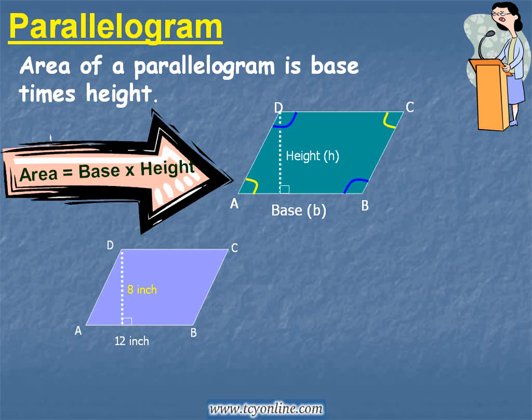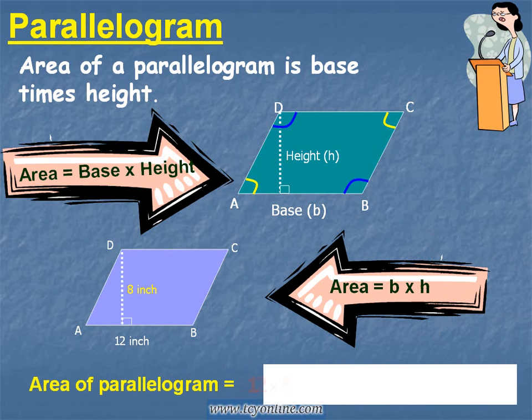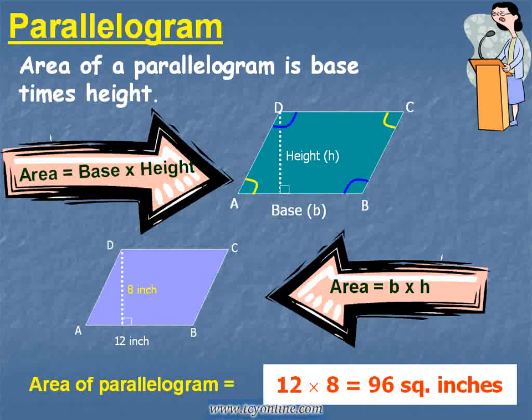See the second picture. That is an example to find area of parallelogram. Length of base is 12 inches and height is 8 inches. Using the formula, we will get area of parallelogram equals 96 square inches.